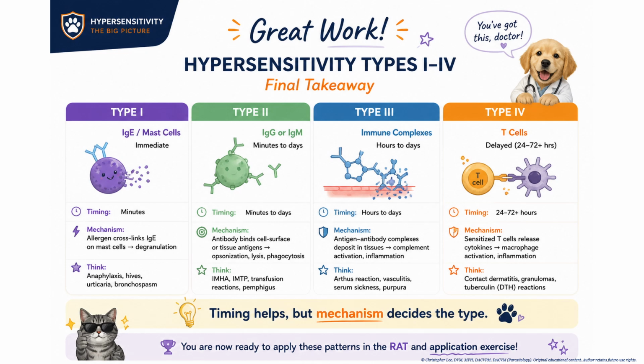Nice work! You've now reviewed the major patterns for types 1 through 4 hypersensitivity. Remember, timing helps, but the mechanism decides the type. Type 1 is IgE and mast cells. Type 2 is antibody against cell surface or tissue-bound targets. Type 3 is immune complex deposition. Type 4 is delayed and T-cell mediated.